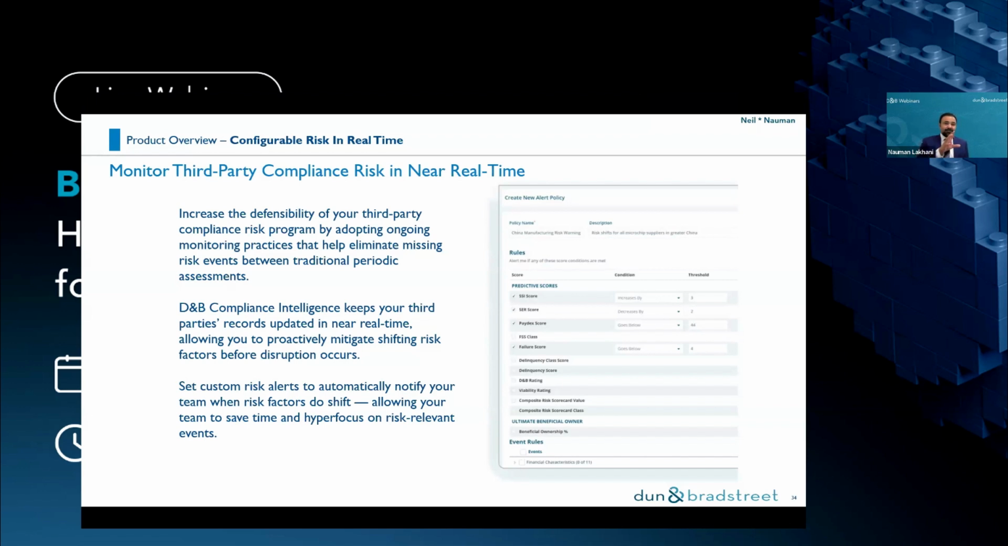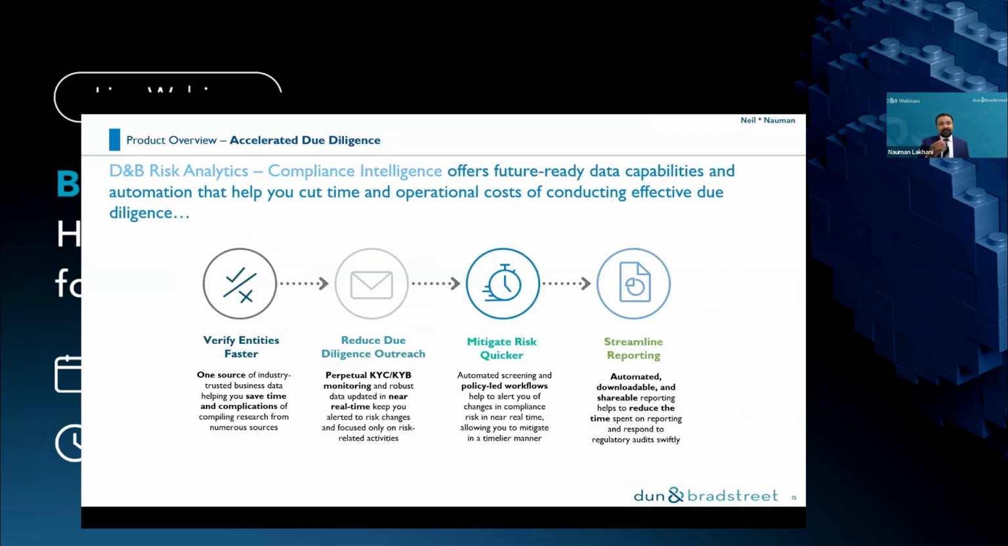So if you make a comprehensive policy and adopt it into a platform such as what Dun & Bradstreet provides, which is called Risk Analytics Compliance Intelligence, you will actually only focus on areas which are going to need your most amount of attention at the end of the day. So it reduces your due diligence outreaches, it streamlines your reporting ecosystem, and it verifies entities faster as well.